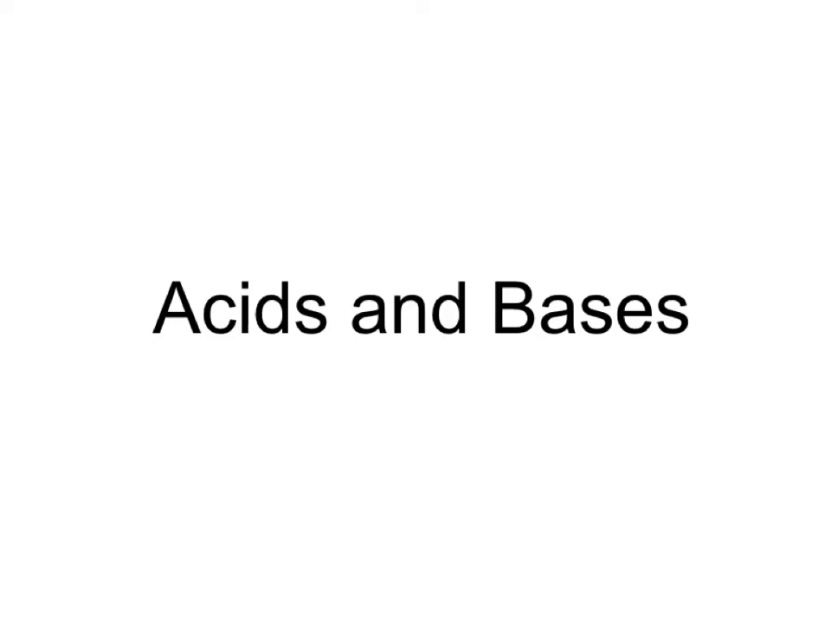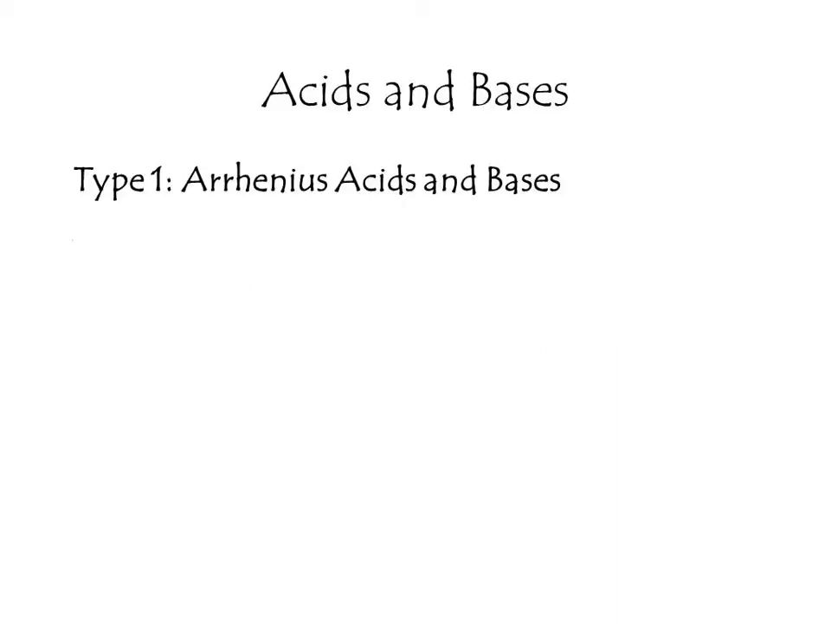In this portion of the unit, we're going to talk about acids and bases. We're going to talk about the definitions of an acid and a definition of a base, and we're also going to talk about how to predict the products of an acid-base reaction. Now, there are going to be two types of acids we will discuss.